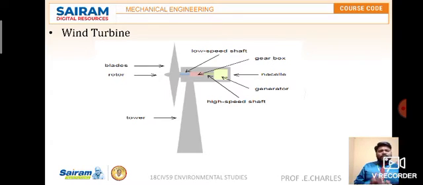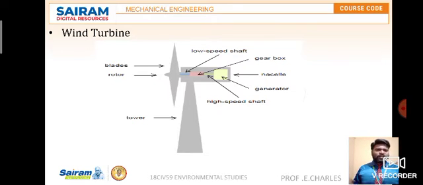Next, you can see the advantages and disadvantages, and where this tower can be installed. Where wind intensity is more, there you can construct this tower. This is seasonal, and it will not be available all the time. Whenever the wind intensity is more, at that particular time, we can produce this electricity.